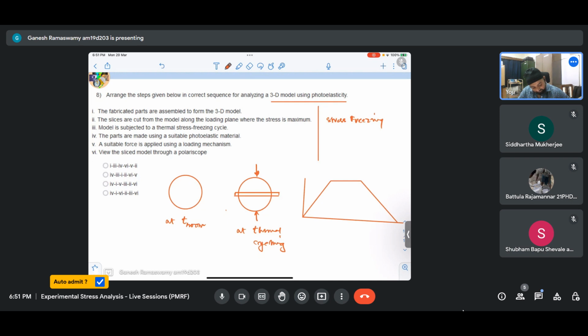Because the loads need to be carefully applied, we need to actually check what the properties of that photoelastic material are at the thermal cycling temperature, because this will be of the order of 90 to 120 degrees.